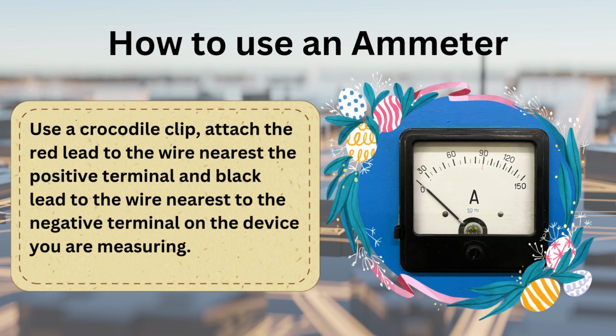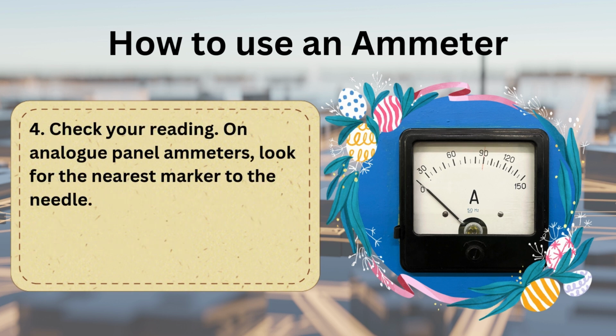Attach the red lead to the wire nearest the positive terminal and the black lead to the wire nearest to the negative terminal on the device you are measuring. Number 4. Check your reading. On analog panel ammeters, look for the nearest marker to the needle.